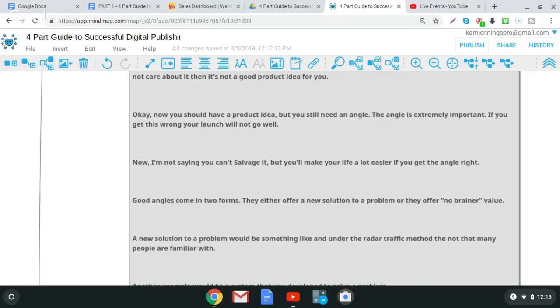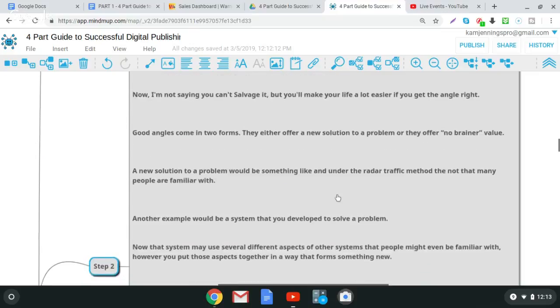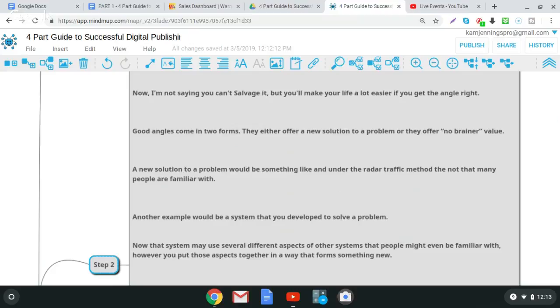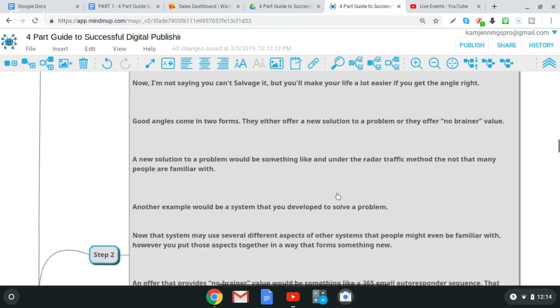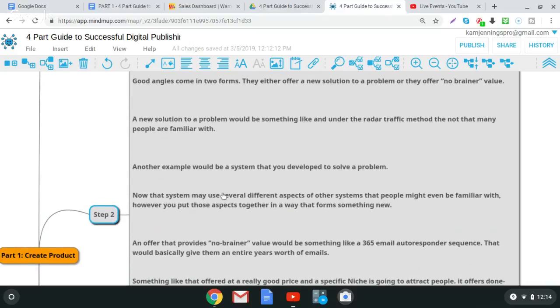Now, I'm not saying you can't salvage it, but you'll make your life a lot easier if you get the angle right. Good angles come in 2 forms. They either offer a new solution to a problem or they offer no-brainer value. A new solution to a problem would be something like an under-the-radar traffic method that not that many people are familiar with. Another example would be a system that you develop to solve a problem. Now, that system may use several different aspects of other systems that people might even be familiar with. However, you put those aspects together in a way that forms something new.